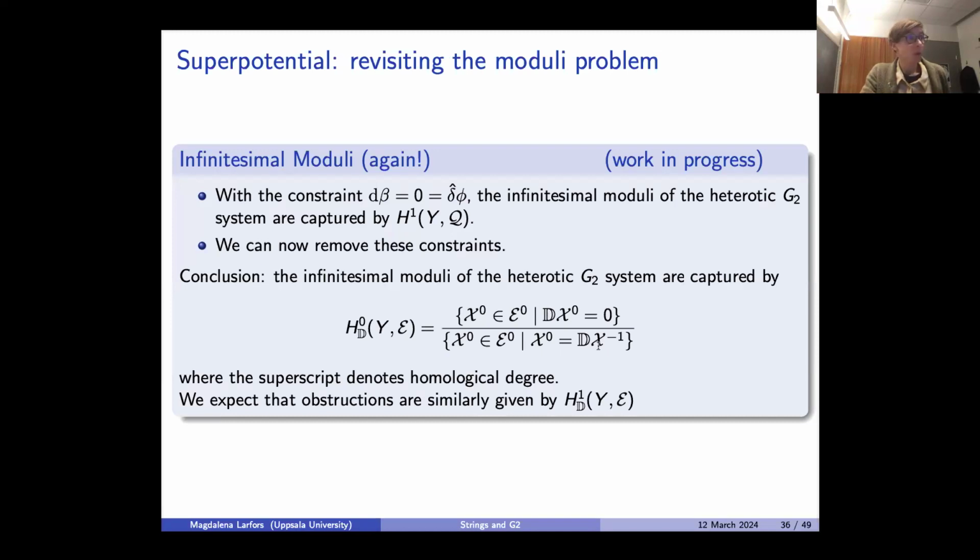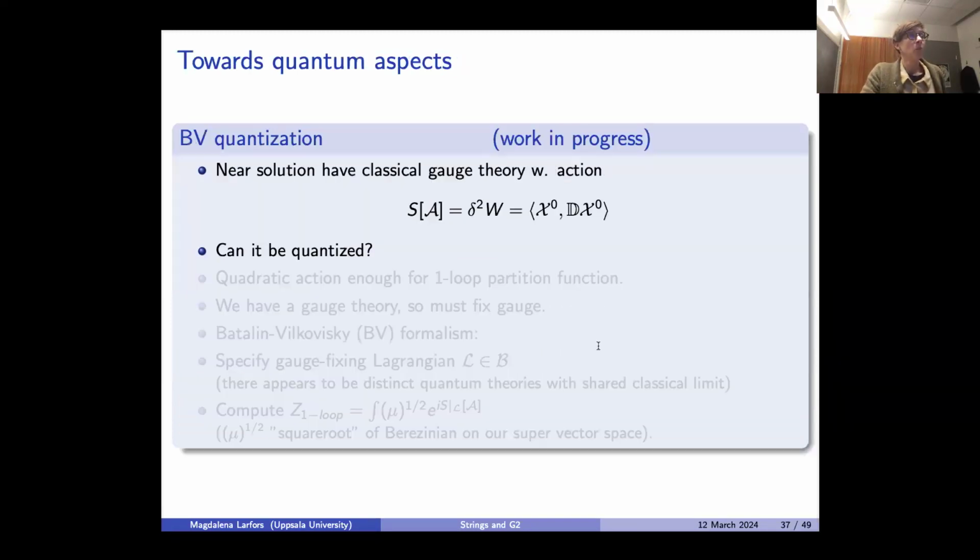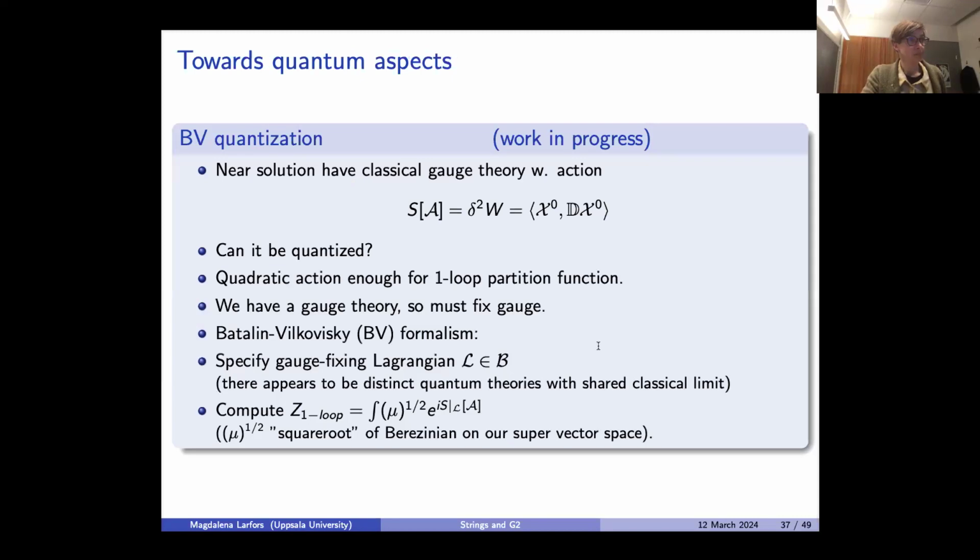Okay, so this is where we are, and we're now working a bit towards understanding the quantum aspects of this theory. The idea here is that we want to compute the one-loop partition function. For doing that, we only need the quadratic action, so we can define as our action the second order variations of the superpotential, and use that to compute our one-loop partition function.